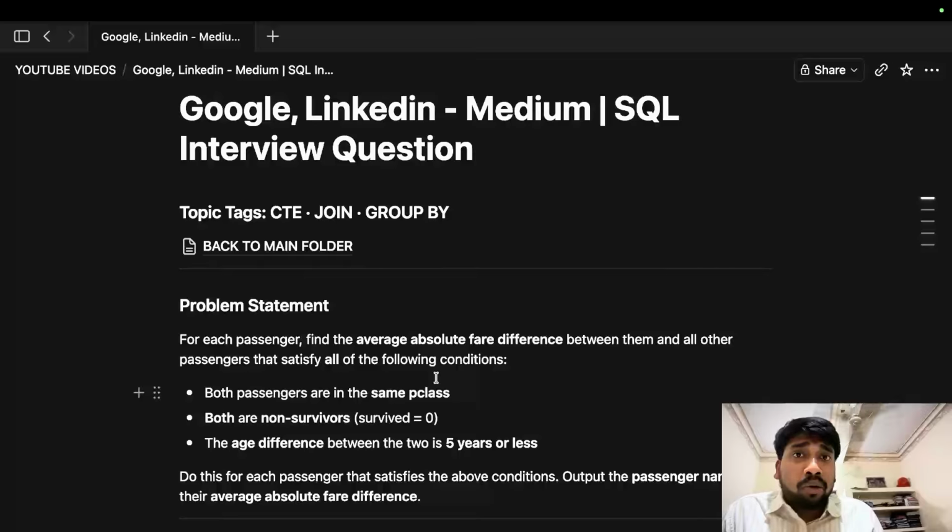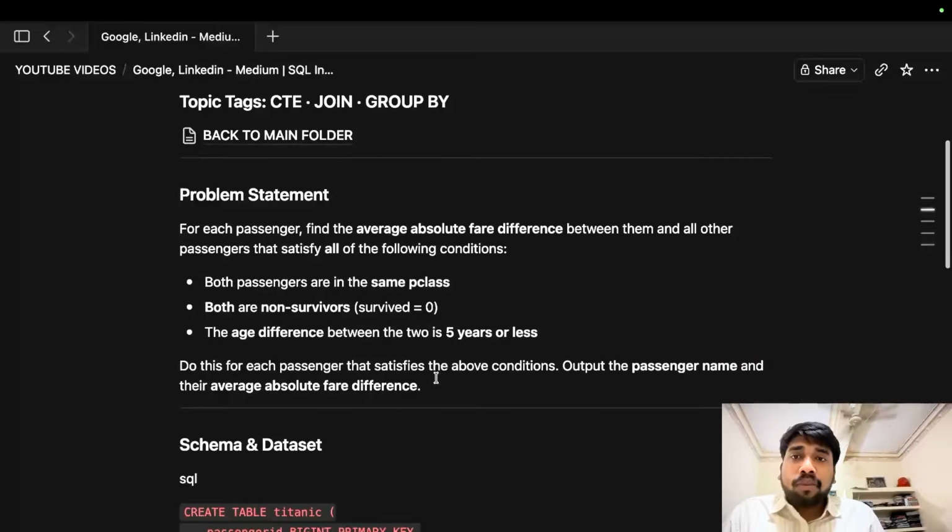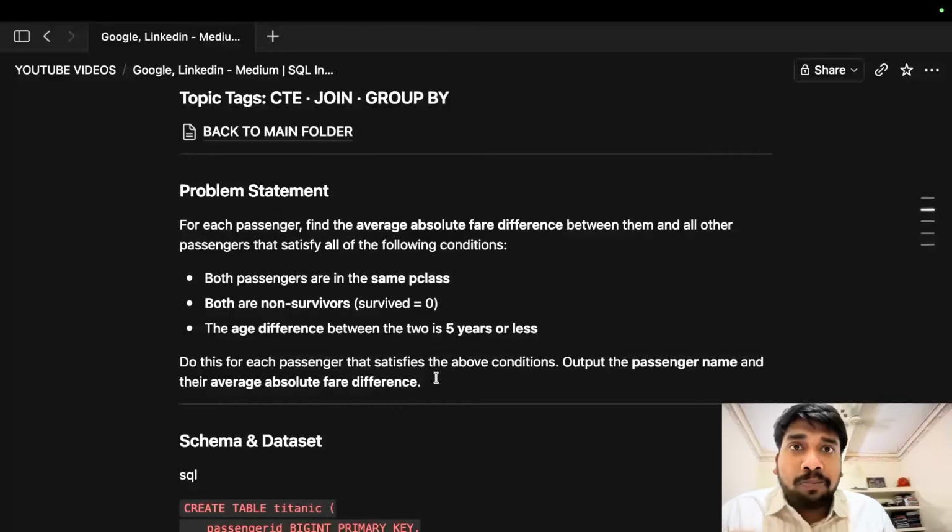I guess I've already told a lot, so let's jump to the problem statement. The problem says, for each passenger, find the average absolute fare difference between them and all other passengers that satisfy all of the following conditions.